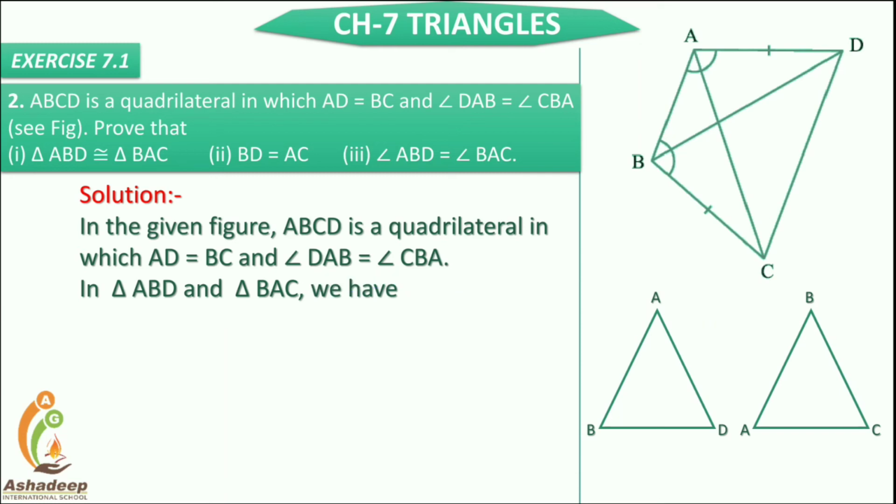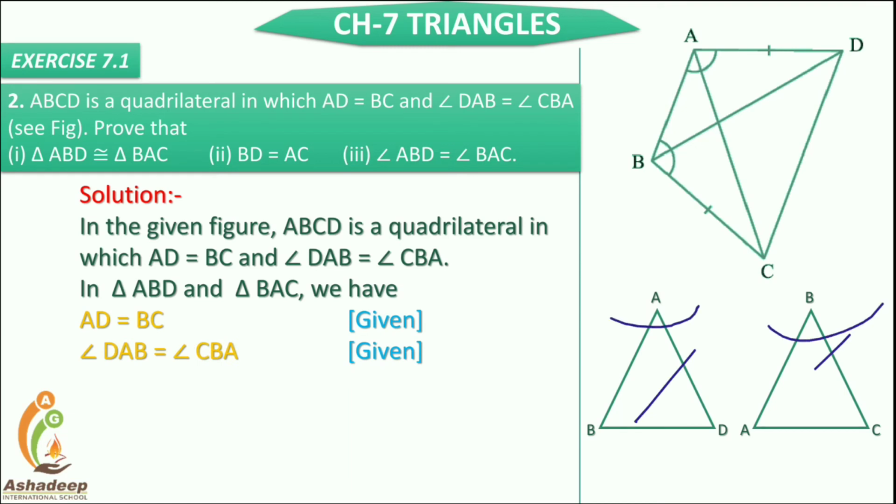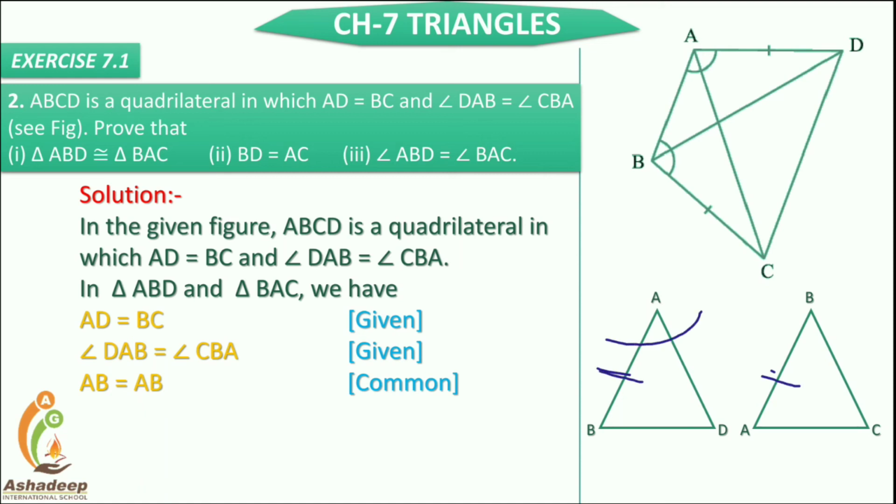Now in triangles ABD and BAC we have AD is equal to BC. Both the angles are equal, right? DAB, CBA, and then AB is equal to AB. So now from the figure it's observed, the sides are equal, these angles are equal, and these two sides are equal. तो साइड एंगल साइड से दोनों ट्रायंगल क्या होंगे, कॉन्ग्रुएंट होंगे.